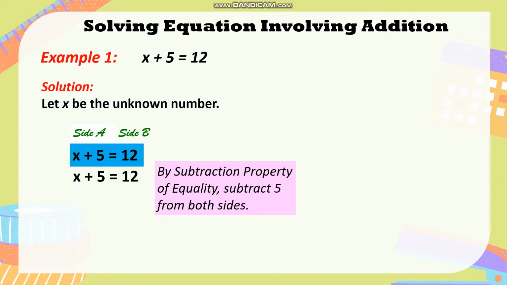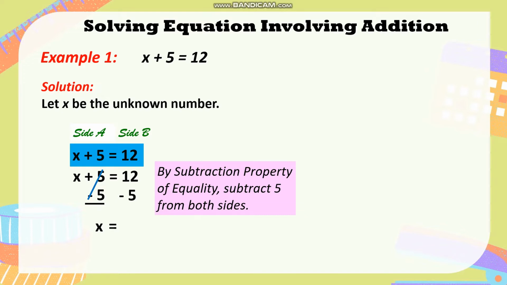X plus 5 equals 12. Sa side A, mag-minus tayo ng 5. Sa side B, mag-minus din tayo ng 5. Then, cancel out positive 5 and negative 5 dahil ang sum ng two opposite integers ay laging 0. This time, natanggal na natin ang naka-attach sa variable, kaya x na lang ang naiwan. Then copy the equal sign.